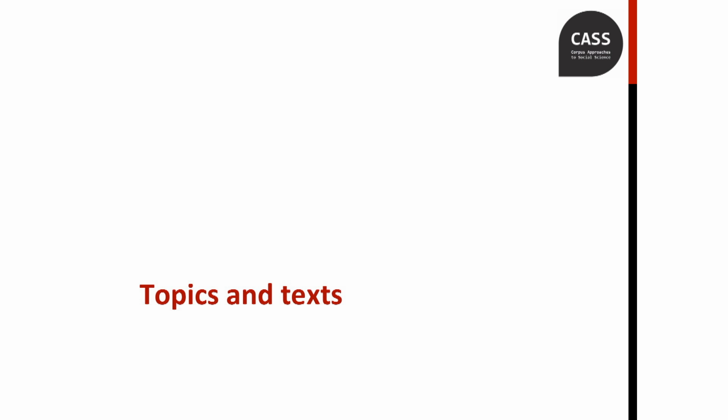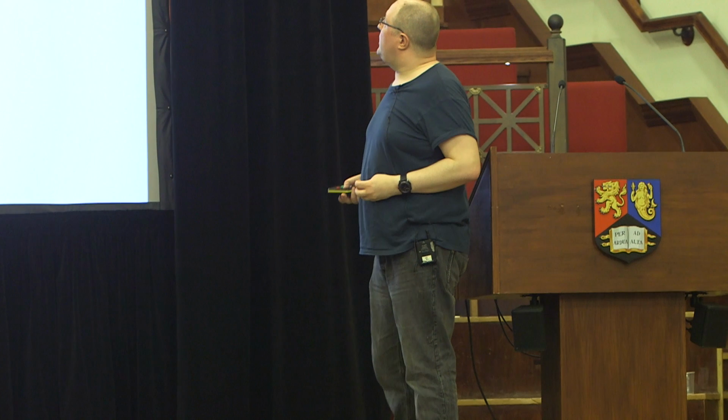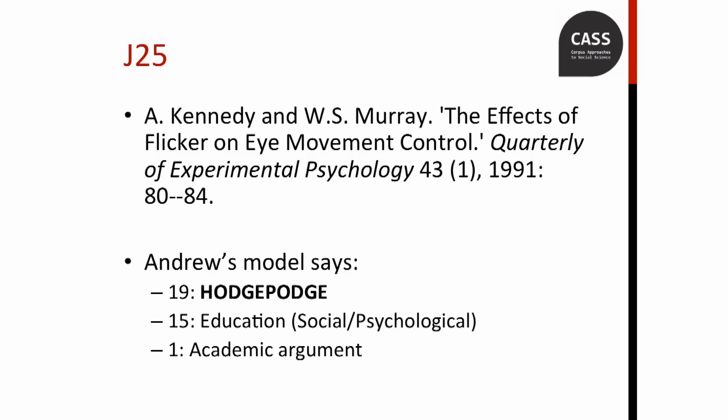Now, the idea is that you can then relate this to the text. So I thought, OK, I will pick 2 texts at random, and I did it by numbers. I took J25 and J50, not knowing in advance what they were going to be, and I did the analysis. I looked at the list of the topics most strongly associated with each text, which is the other thing you get from topic modeling. So here's J25, which is a paper from a psychology journal called The Effects of Flicker on Eye Movement Control. What did the model say were the bins that author had reached for most heavily?